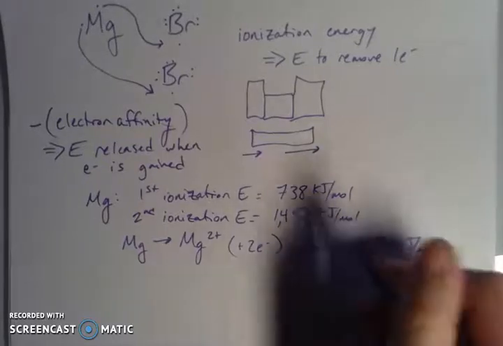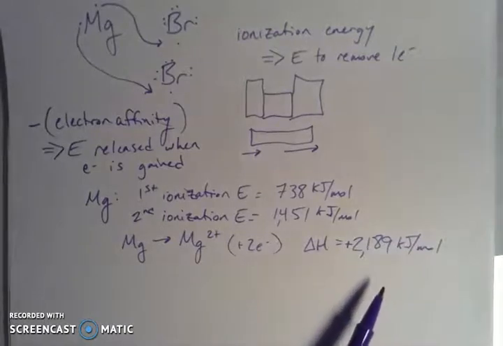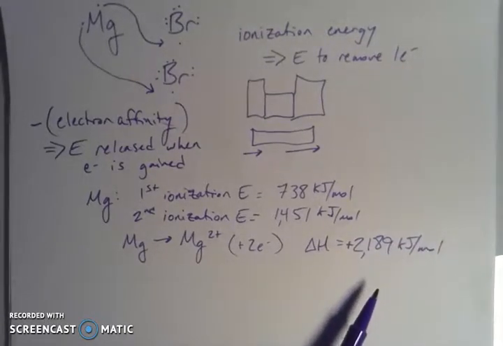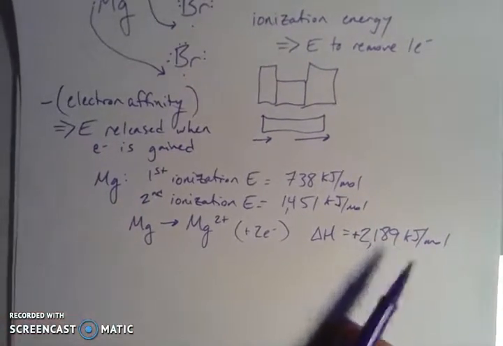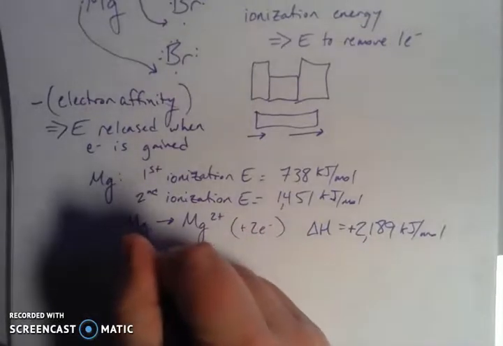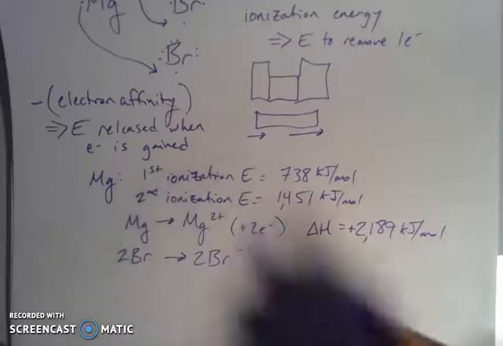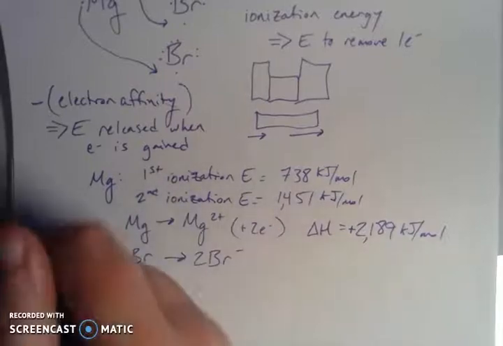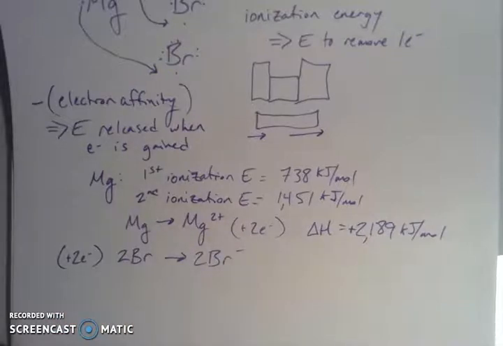So this is a lot of energy. I had to put a lot of energy in. It's an endothermic process, which makes sense because I have to put energy in to rip those electrons away. Now we compare that to the energy that we get out from our bromides, so 2 bromines going to 2 bromides. And again, if we think about this like half reactions, I'd be adding 2 electrons to the reactant side because it's a reduction.